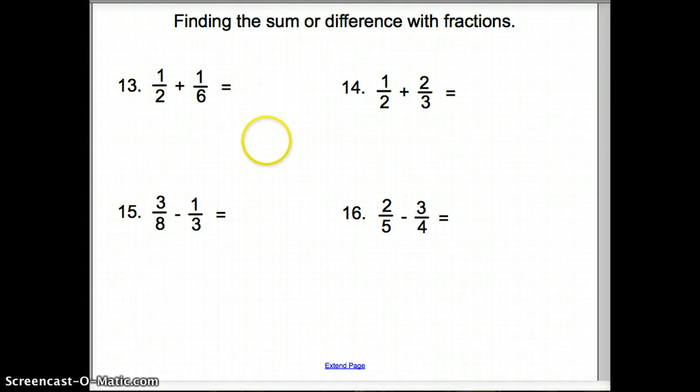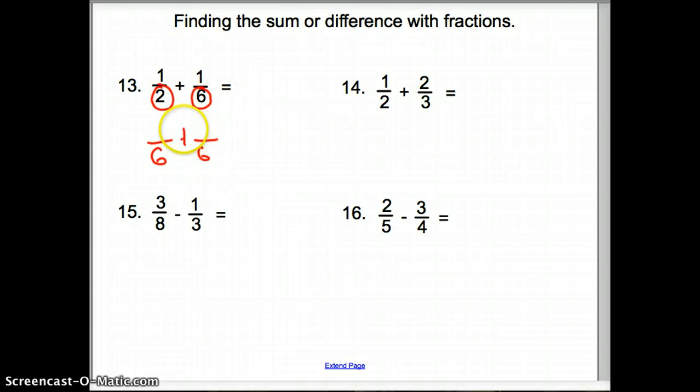Couple more. Now we are going to add and subtract fractions. Please remember, when we add and subtract fractions, we have to find the same common denominator. So the denominator is the bottom number of the fractions. So what's a common number between 2 and 6? Well, the first one that pops to my mind is 6. So the denominator now is going to be 6.